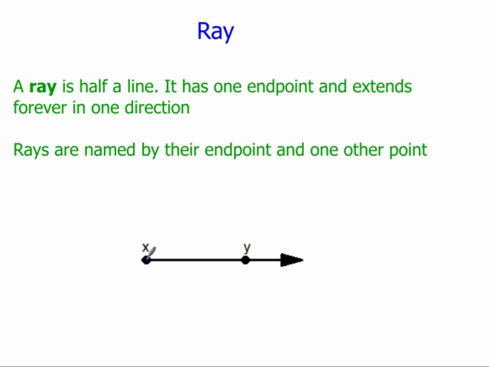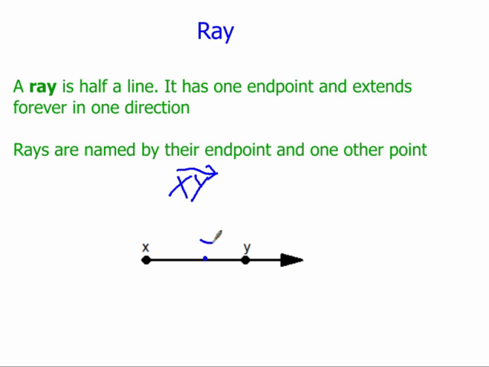It has 1 endpoint and extends forever in the other direction, or in one direction. And they're named by their endpoint and one other point on them. Okay, so this is ray XY. We always start with the endpoint, so in that case X, and then the one other point that we want to pick, that's Y. And the way we show that it's a ray is we draw a line with 1 arrow. That's XY.